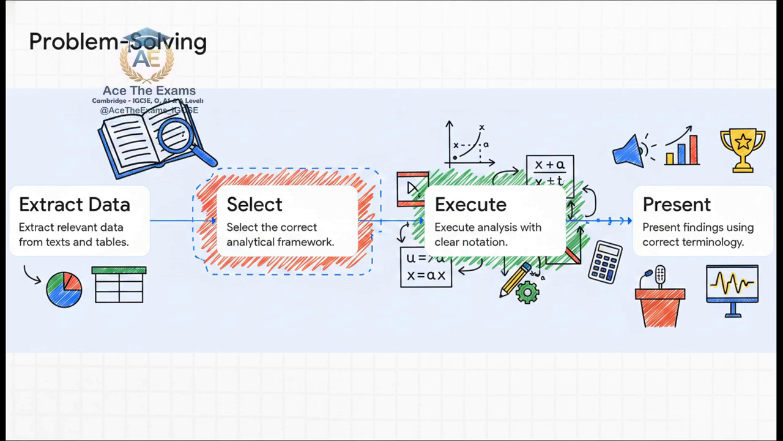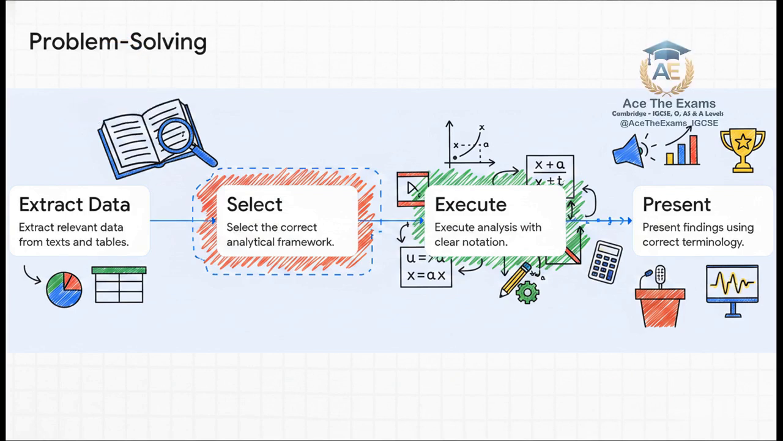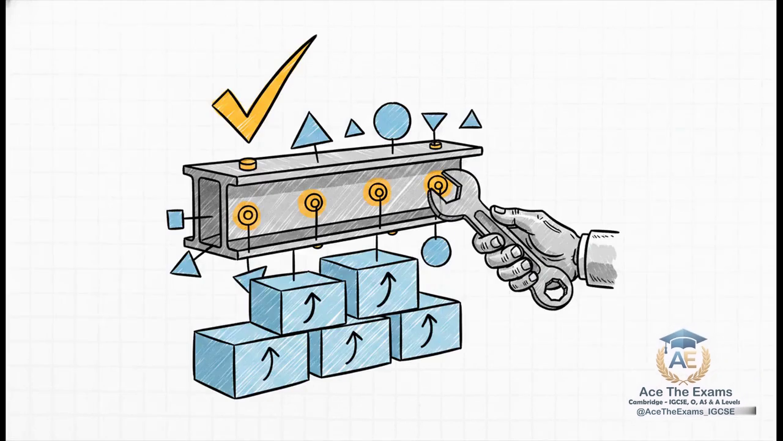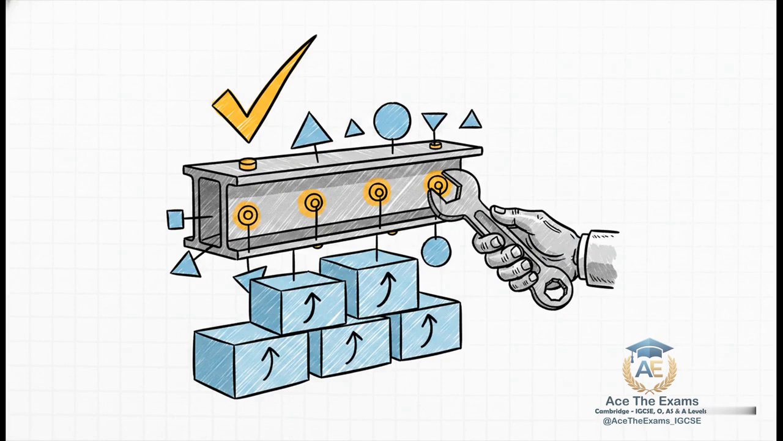Here's the exact procedural blueprint they needed and the one you need. Step 1. Extract the relevant data from texts and tables. Step 2. Select your analytical framework. Which kinematic equations actually apply here? Step 3. Execute the analysis with incredibly clear, logical notation. And Step 4. Present your findings using the precise terminology we just covered. Deconstruct, extract, execute, and present. The absolute most crucial point here is that referencing cross-topic connections and showing your systematic working is exactly how you rivet your raw data to the final evaluation.